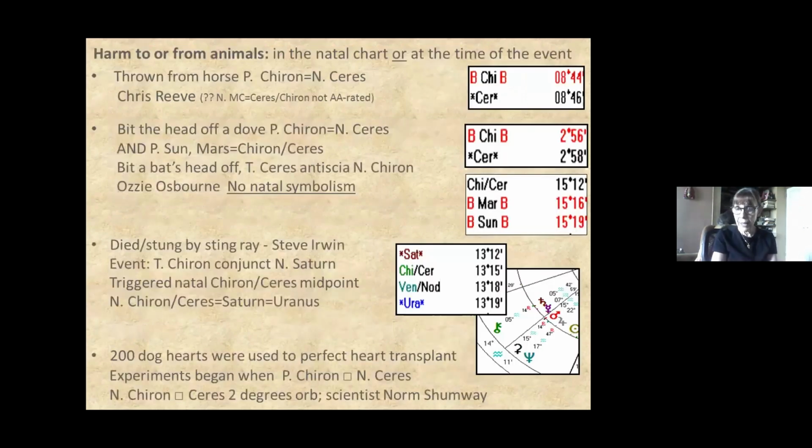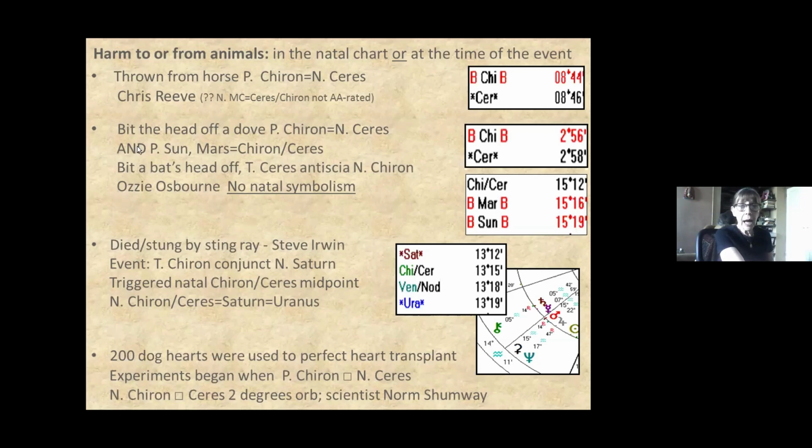But it works both ways. It also works where humans harm animals and animals harm humans. So Christopher Reeve was thrown from a horse. He has a very rounded out chart with the MC on the Ceres Chiron midpoint. I put it here. I don't trust it exactly. But I do know that when progressed Chiron was 2 minutes from Ceres, he was thrown from a horse.